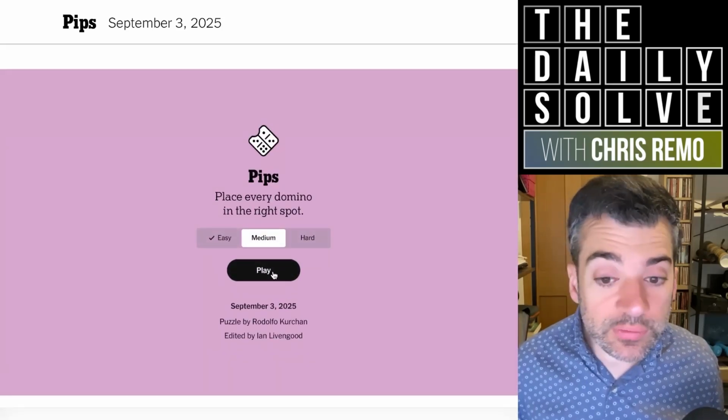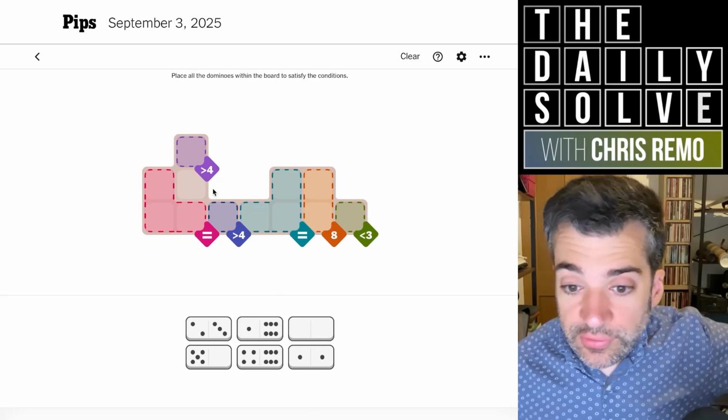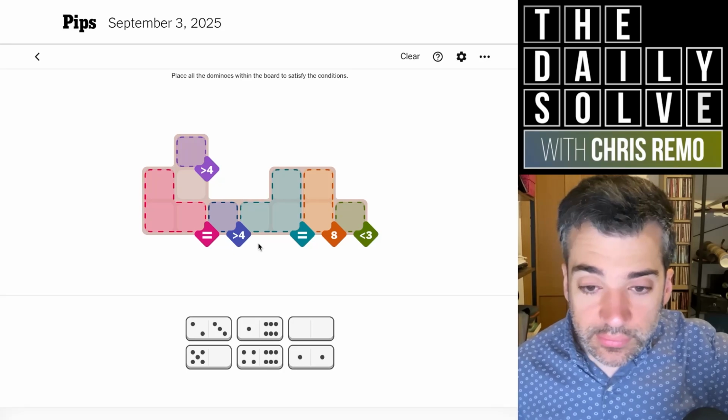Let's try the medium one, see how that goes. Okay, so we need a 4 sticking down from the top. In fact, oh no, sorry, that's greater than 4. Apologies. There could be a number of solutions there.